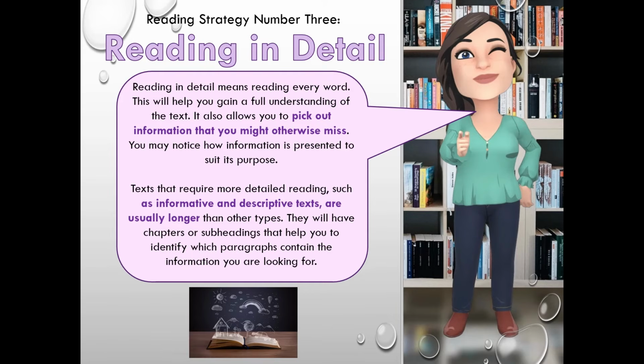Texts that require more detailed reading, such as informative or descriptive texts, novels, health and safety policies, are usually much longer than other types, and they'll have chapters or subheadings that can help you identify which paragraphs contain the information that you're looking for. This is really helpful to know when you're completing the reading paper. It's important to find the right sections, and once you've found the right section for your answer, that part you will need to read in detail to ensure you give the correct answer.